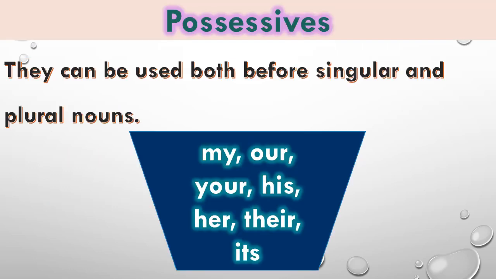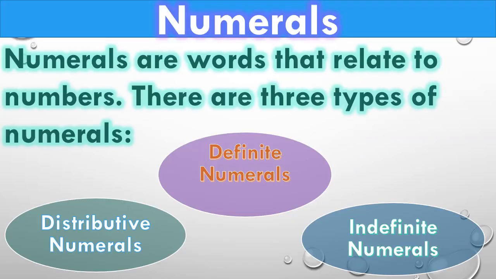Next type is possessives. Possessive means these words can be used both before singular and plural nouns, and these words show belongingness. Words like my, our, your, his, her, their, and its are the examples of possessives.